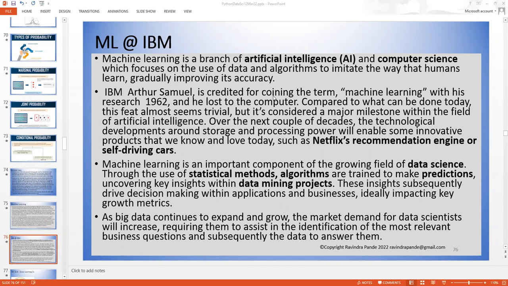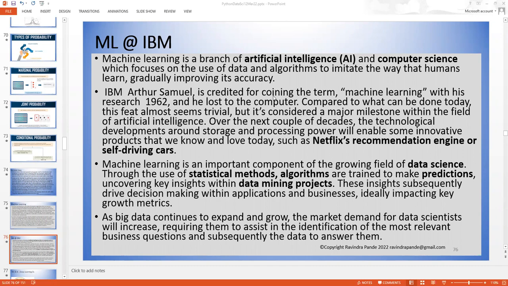These insights subsequently drive decision making within the applications and business, ideally impacting the key growth metrics. Now, when you say metrics, here we are talking about all these predictions, all the history of data we collected and learned from. So this is, you can say, a pair of event and a decision. For such an event, you need to take such a decision, and so on. So we build these metrics to guide the machine rather than calculating each and every time. You can refer to these and take the decision based on event-decision type of knowledge.